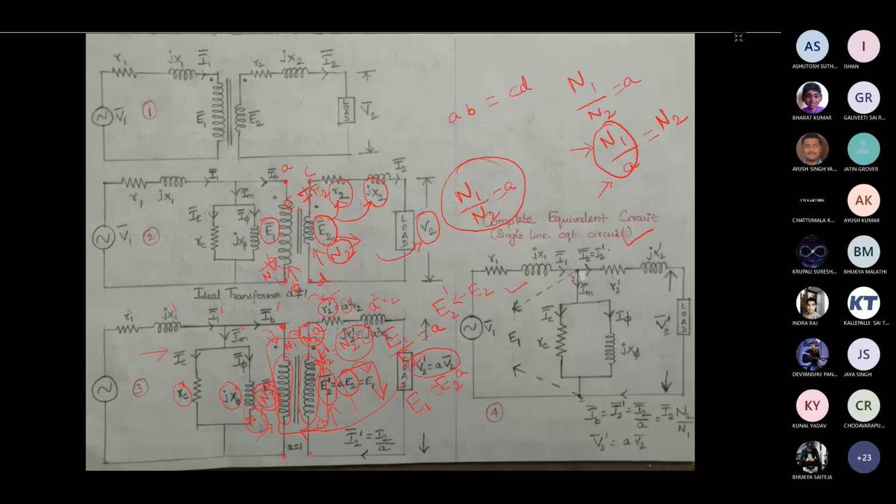In your experiment, in your first experiment, you are going to find R1, R2, jX1, this resistance and this resistance. Totally, you are going to find R1 plus R2 dash, then X1 plus X2 dash. Then you are going to find this RC and this jX. These terms you are going to find in your experiment, which is based on the open circuit and short circuit of the transformer.